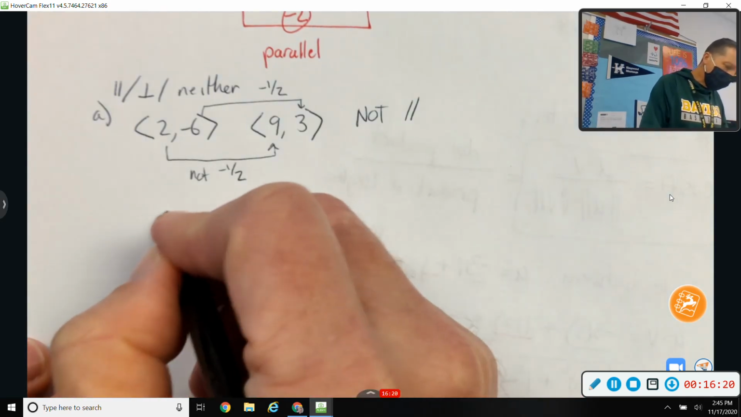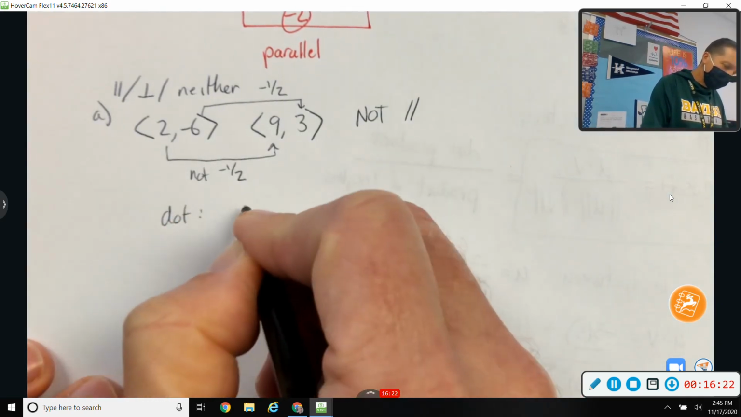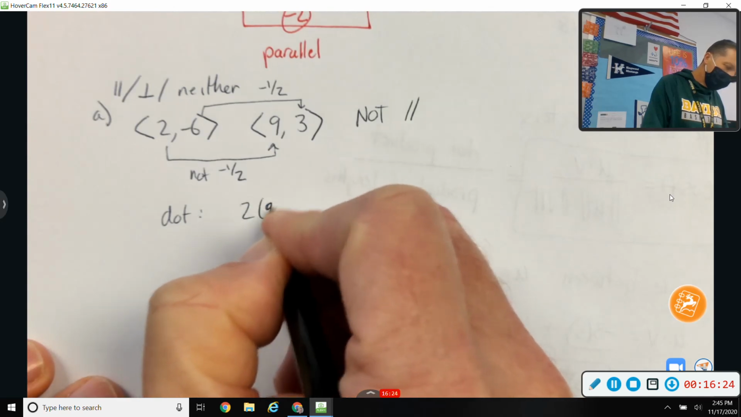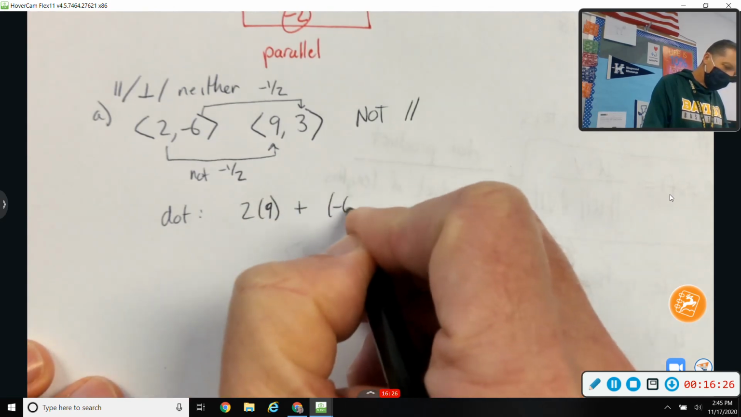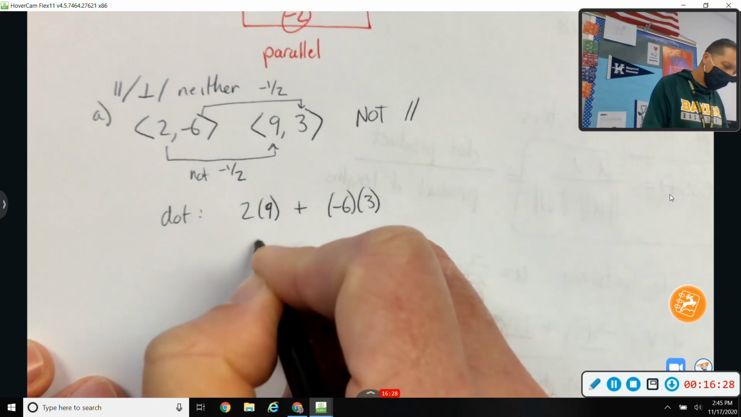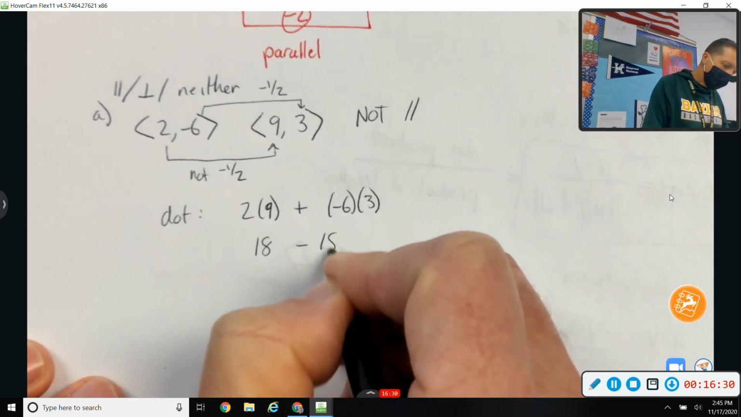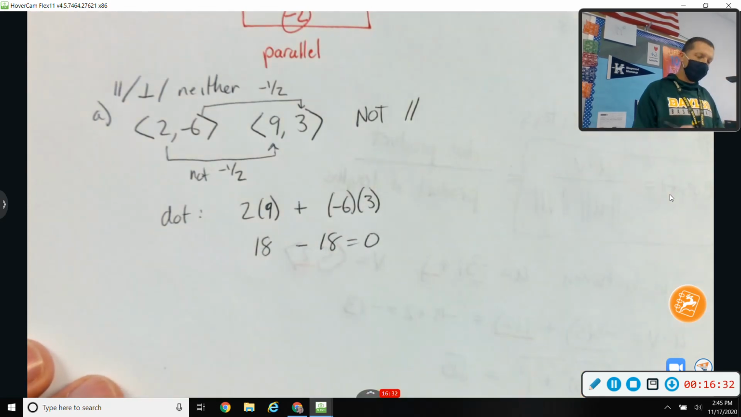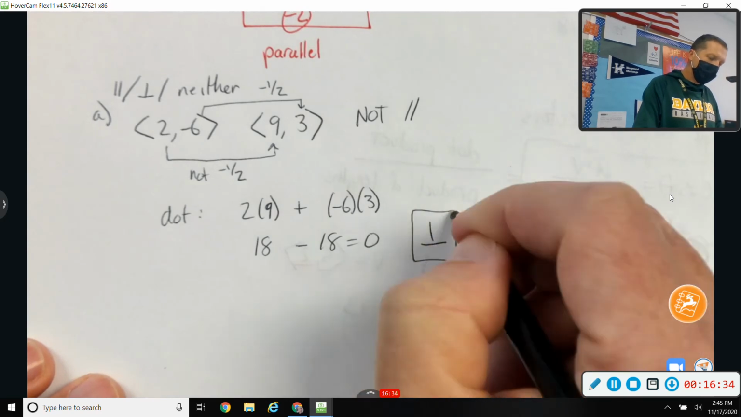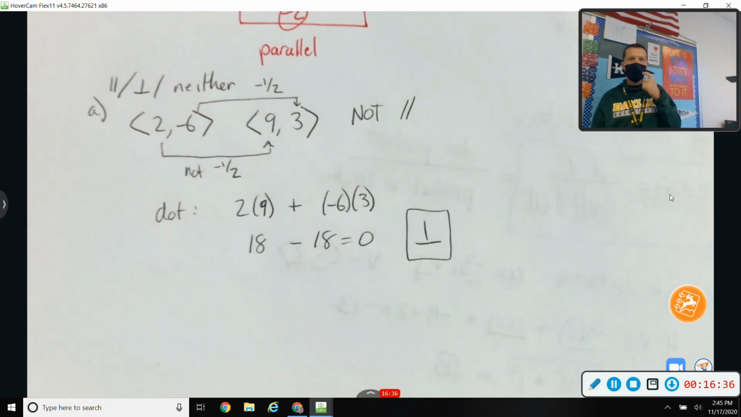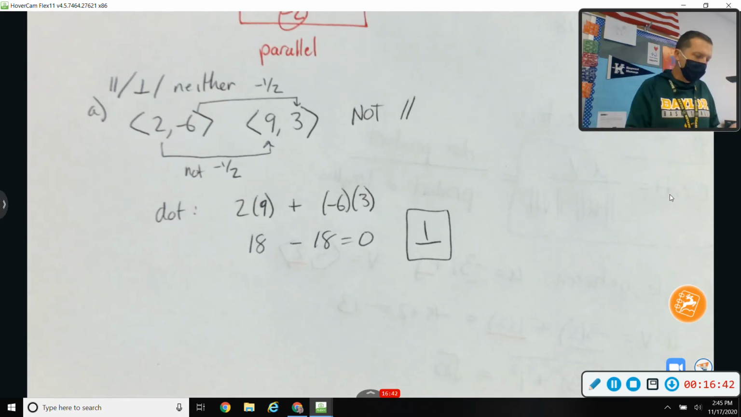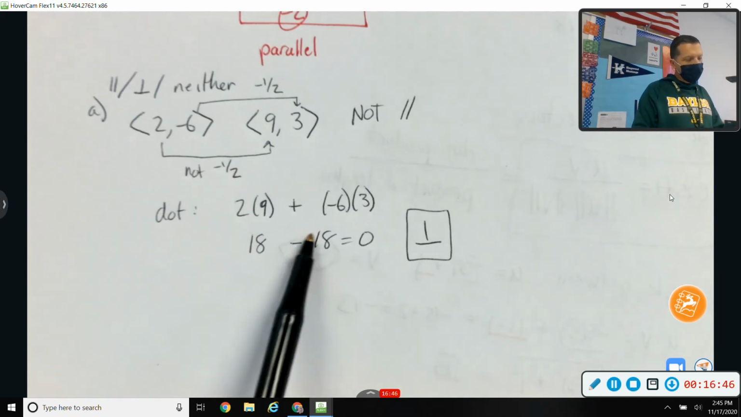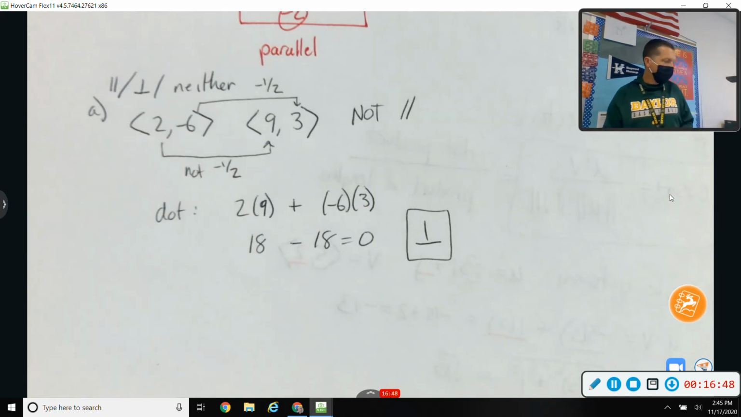The perpendicular check is the dot product: 2 times 9 plus -6 times 3. The dot product is 0, so they're perpendicular. Again, if you go through the full process of finding the angle, you would learn that they're 90 degrees, and then you'd say, oh, they're perpendicular. But if you know the shortcut, then you save yourself a little bit of time.